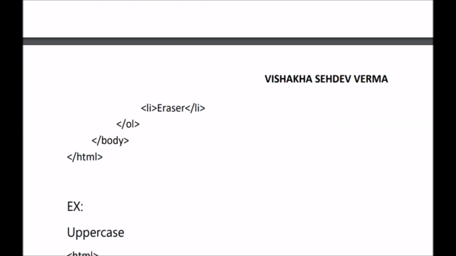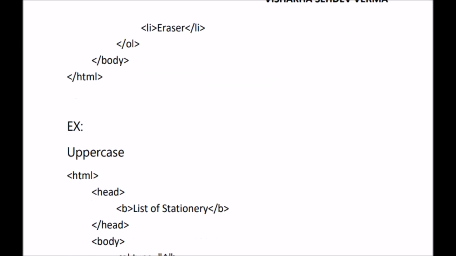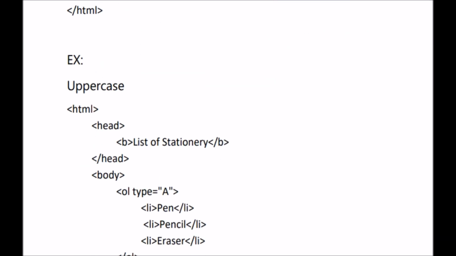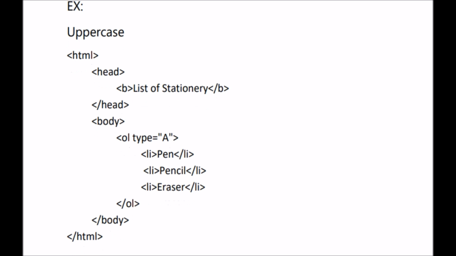If you are using another list type, you will mention another type. The other coding part will be the same: you have to open the HTML tag, then the head tag. In the head you can give it a heading, then you have to close the head tag, the body tag will open, and in the body tag you will maintain an ordered list.